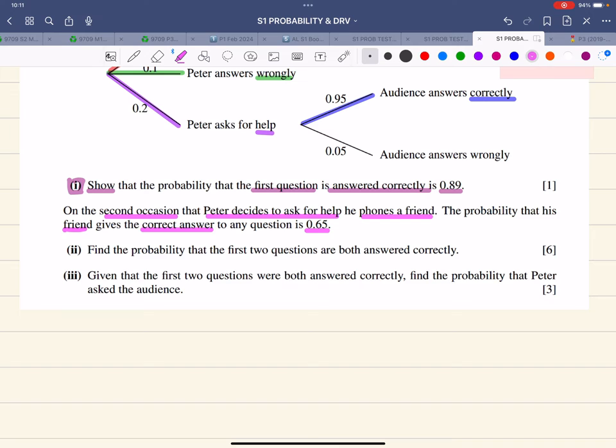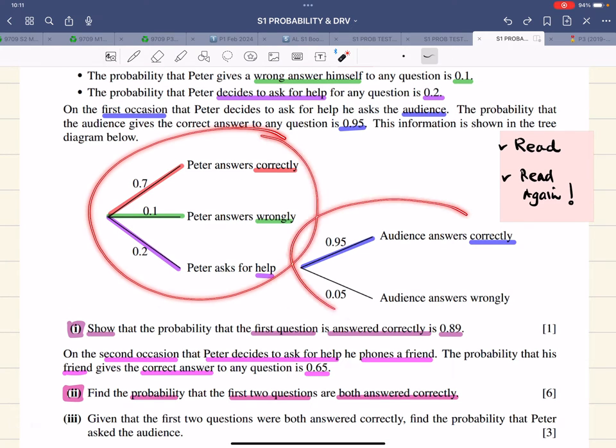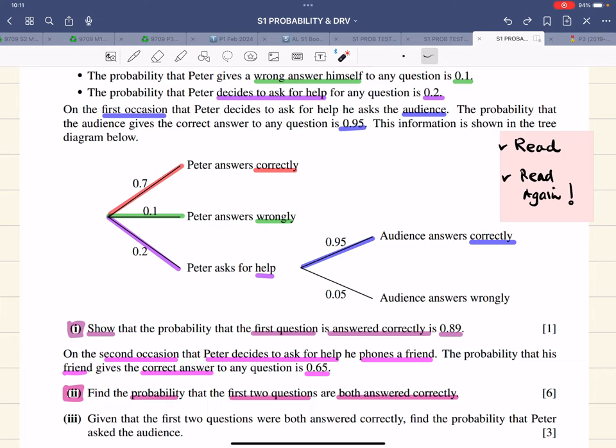Now comes the real part, which is now they are asking, find the probability that the first two questions are both answered correctly. And how many marks do you see? You see 6 marks over here. That means this is some lengthy question. And definitely this tree diagram will be extended. Now let's think of all the possibilities before I actually go to a tree diagram. What if Peter answers the first question correctly and the second question correctly? That means I have to extend the tree diagram.